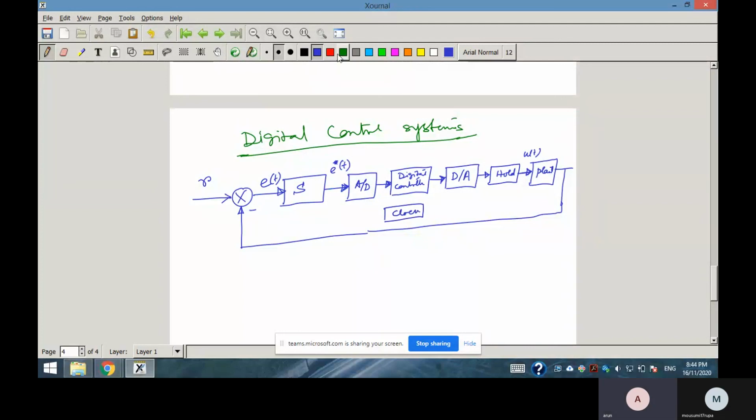So all these operations should be synchronized. This is the clock. It is not like they are disjoint; all should be synchronized by the clock. All these are synchronized operations. Okay, so this is called a sampled data feedback system. Here the plant is continuous time.